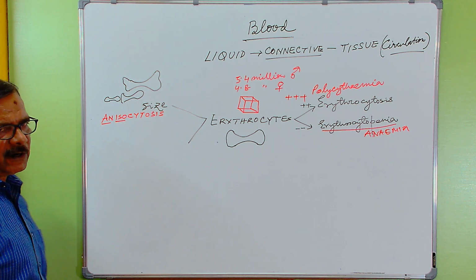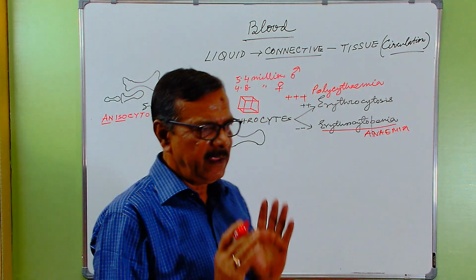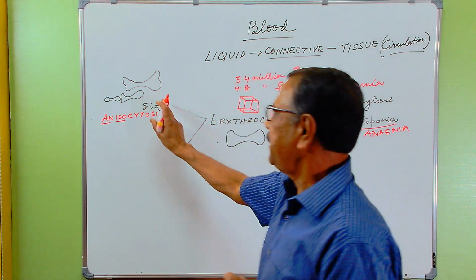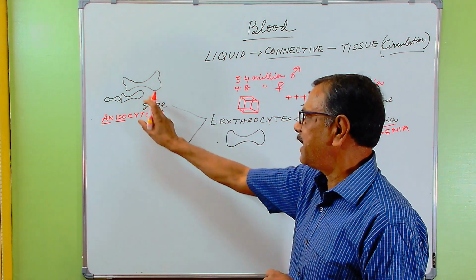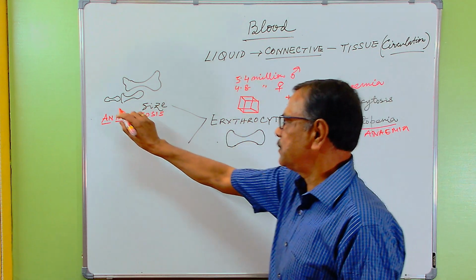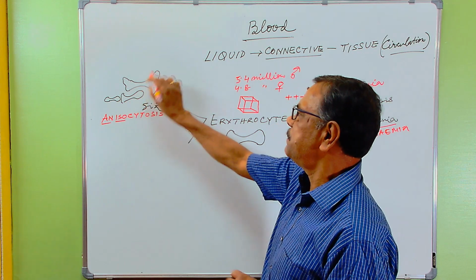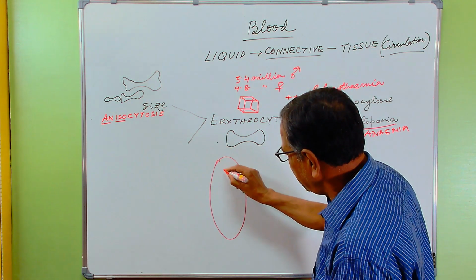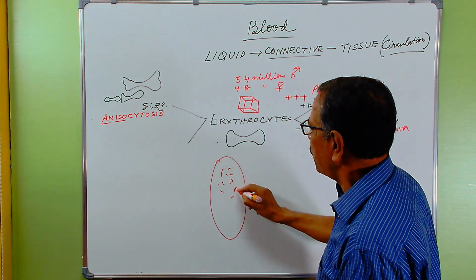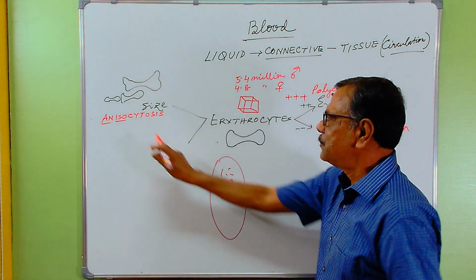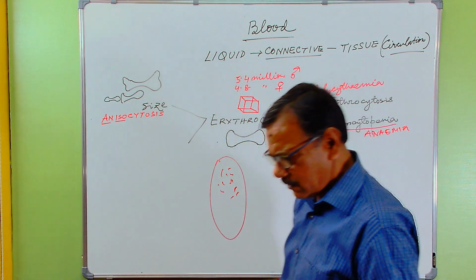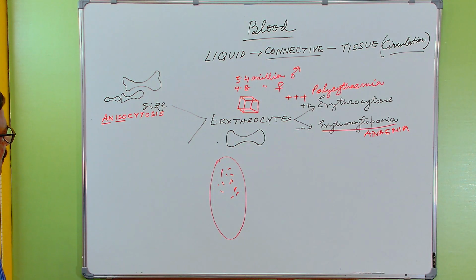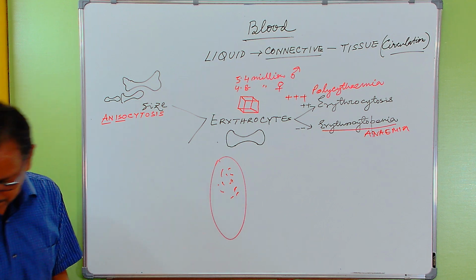Aniso means not similar. Iso means similar, aniso means not similar. So there are different sizes. One is small, one is middle, one is big. If this remains within the blood, say 3 or 4 or 10 lakhs like that, this situation or condition is known as anisocytosis.